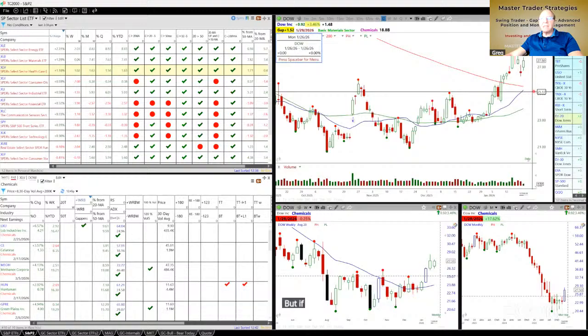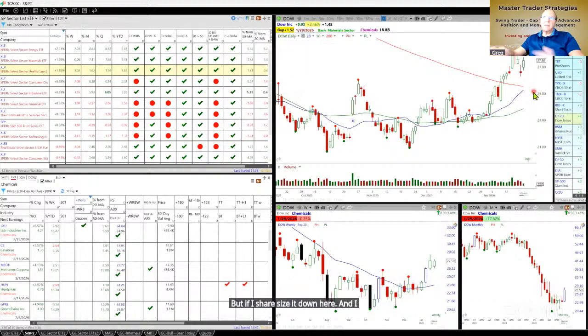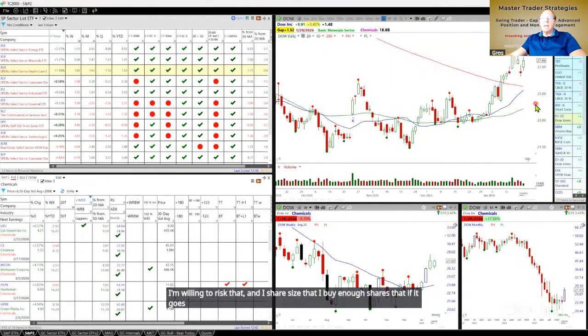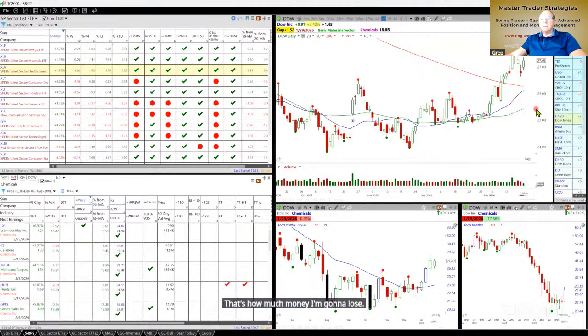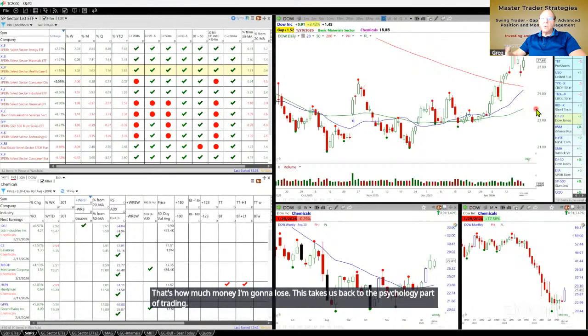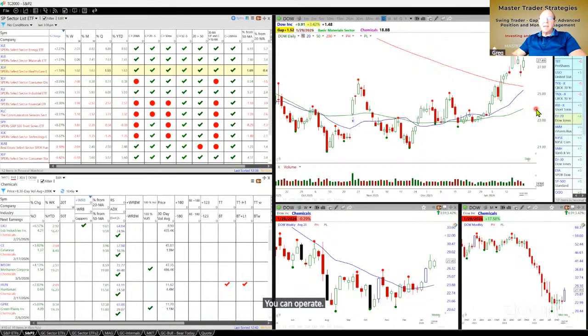But if I share size it down here and I say, look, I'm willing to risk $300, $100, whatever it is for you. I'm willing to risk that. And I share size it. I buy enough shares that if it goes down there, that's how much money I'm going to lose. This takes us back to the psychology part of trading. You can operate in an environment where you can never know the future with ultimate certainty. And it frees your brain from all those what if thoughts.